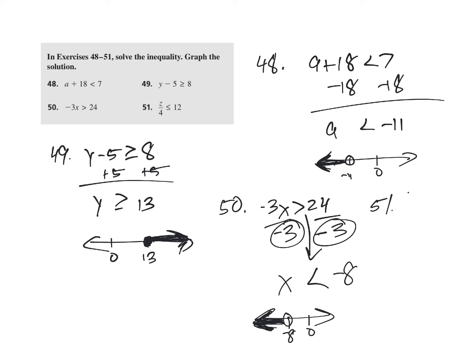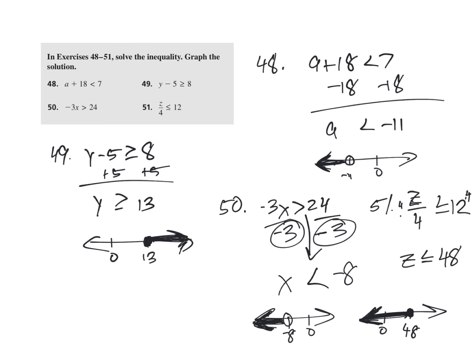And 51, z over 4 is less than or equal to 12. Multiply by 4, and z is less than or equal to 48. So again, number line, here's 0, there's 48. It's less than and equal to, so it's a closed dot shaded to the left. And the last page, 55.